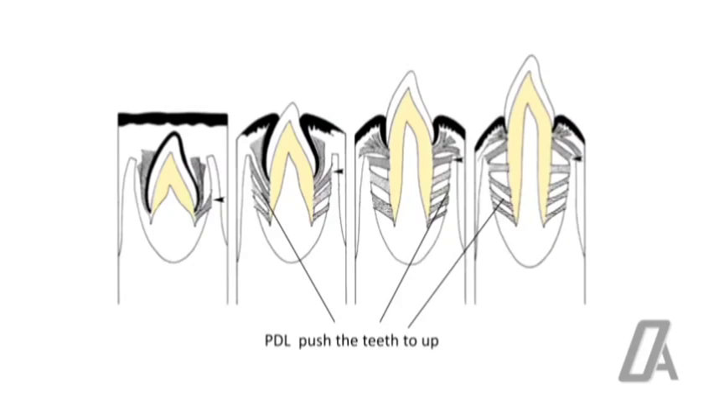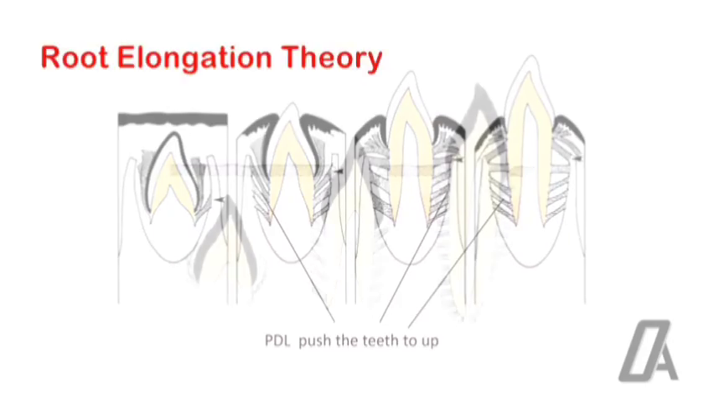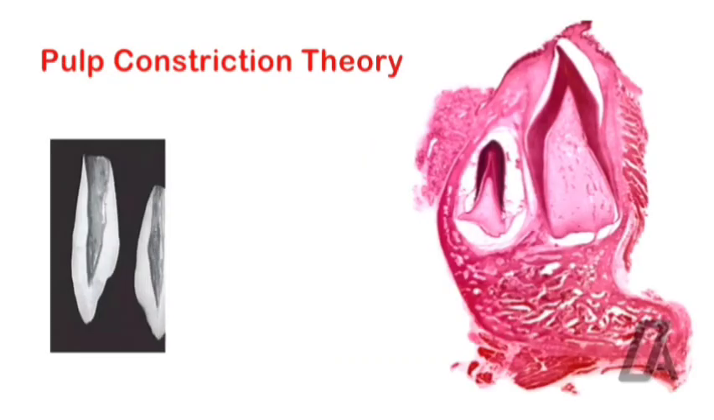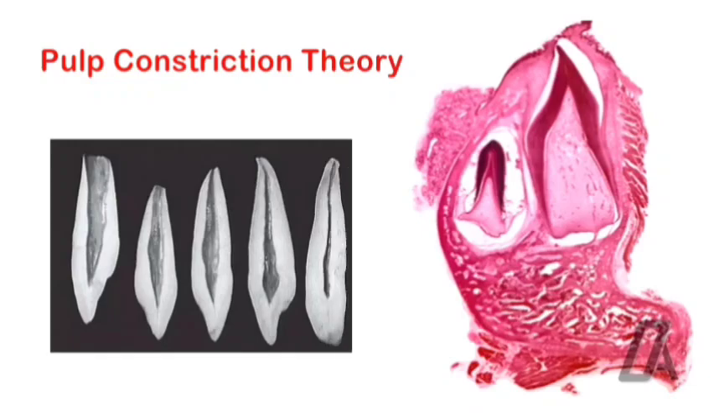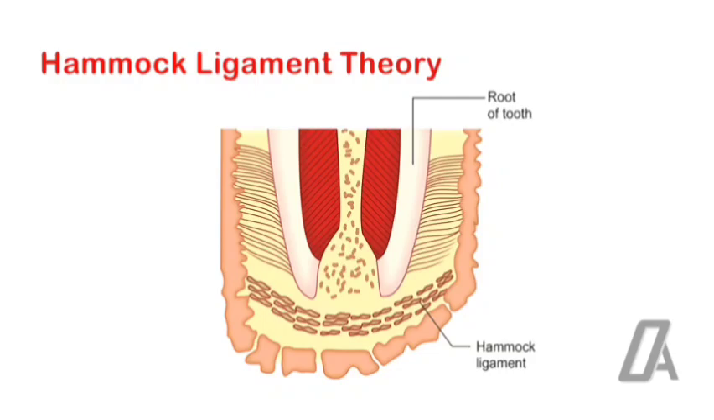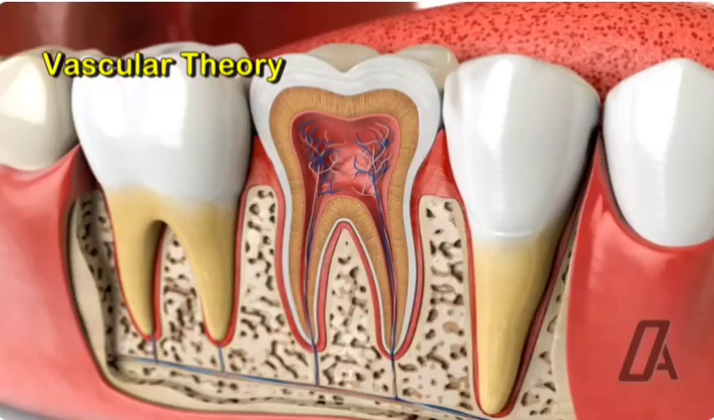These include the root elongation theory, which says eruption happens as the root grows longer. The pulp theory, focusing on pressure changes inside the tooth. The genetic theory, suggesting eruption is controlled by our genes. The hammock ligament theory, now mostly outdated. The vascular theory, which highlights the role of blood pressure in the tissues.